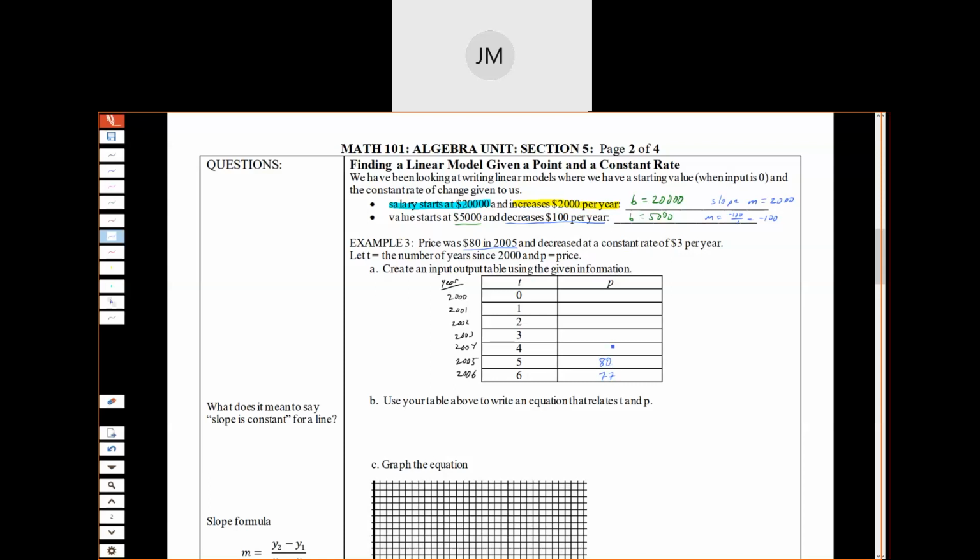So if we go backwards in time, if I go back a year, we have to go up by $3. Okay, then we go up by $3 again, up by $3 again, up by $3, and up by $3. Okay, so now that I've filled out my table, I'm going to use that to write an equation that relates these two together. So because my T value of 0 gives me 95, I know that that's my intercept.